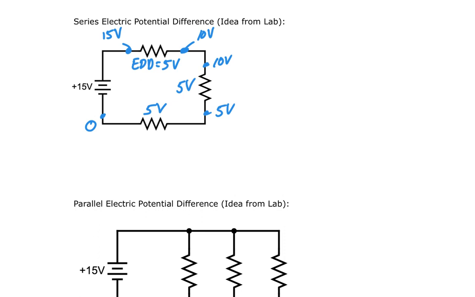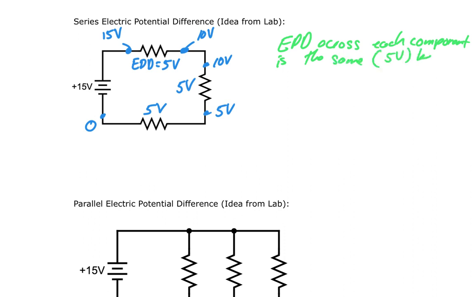Now, just to make sure we don't have any confusion as to why all these electric potential differences are 5 volts, this is only true because each of those components is identical. In this little example, we're going to say that the electric potential difference across each component is the same, and in this case, 5 volts, because we have identical components. They're just copies of the same light bulb. That won't always be the case. That will not always be the case.